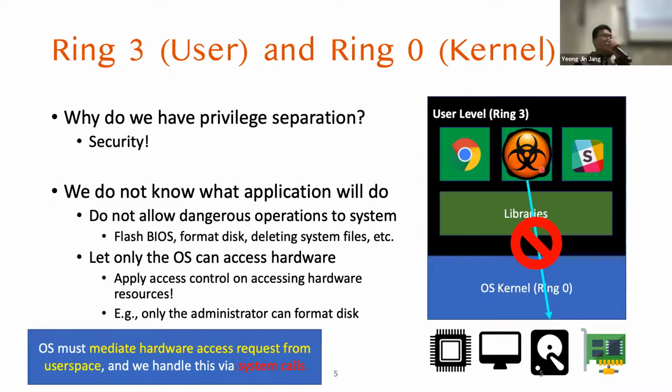So the implication is that the operating system must mediate all hardware access, because hardware access from user level Ring 3 could be malicious. So the operating system needs to monitor that, and if it is definitely malicious, then it needs to block it.